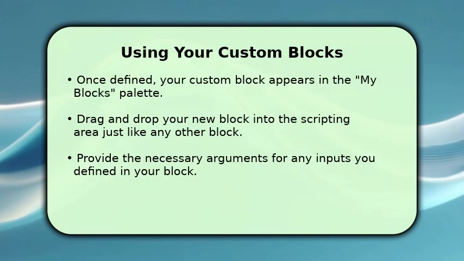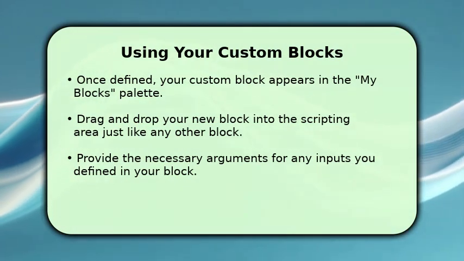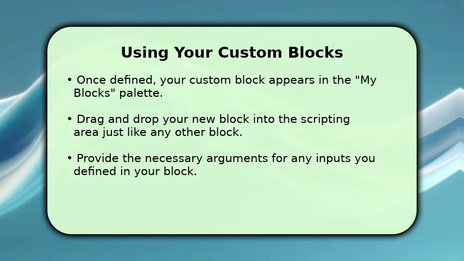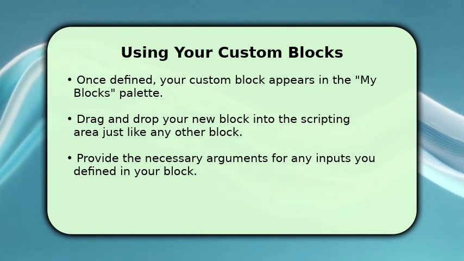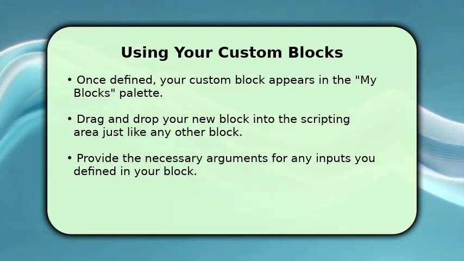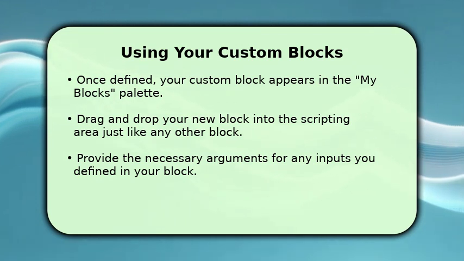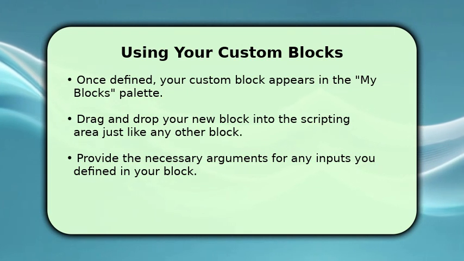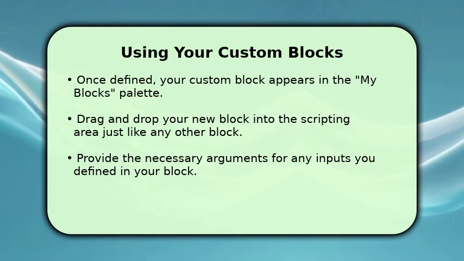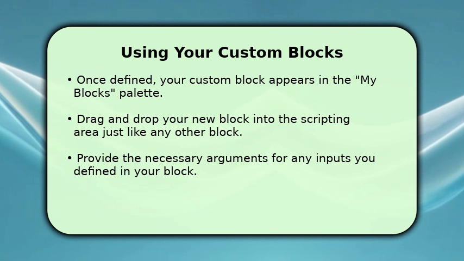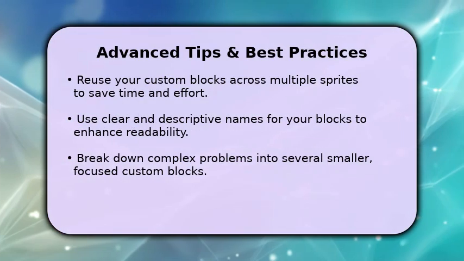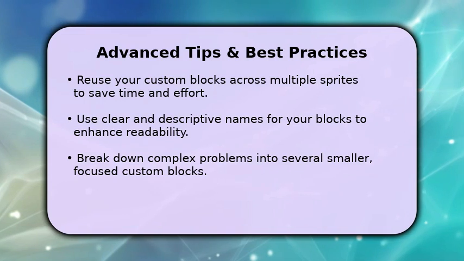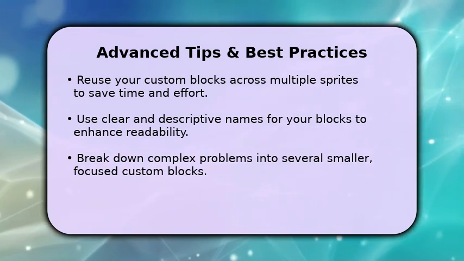After defining your custom block, it will appear in the My Blocks category, ready for use. Simply drag and drop it into your script, just as you would with any other Scratch block. If your block has inputs, remember to provide the correct arguments, such as a specific number or a piece of text, when you use it. This allows your custom block to perform its defined actions with the data you supply, making your code modular and easy to manage.